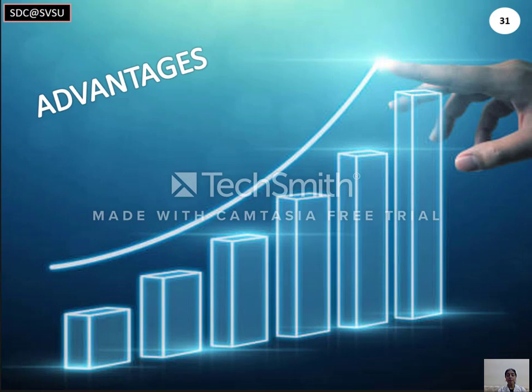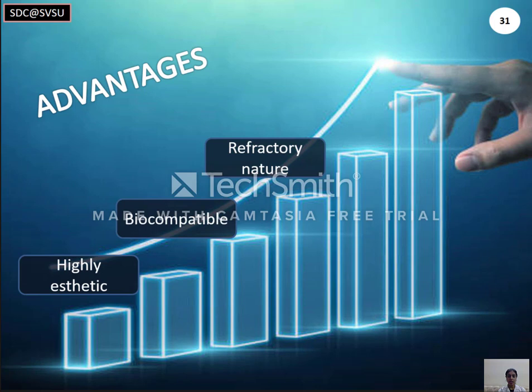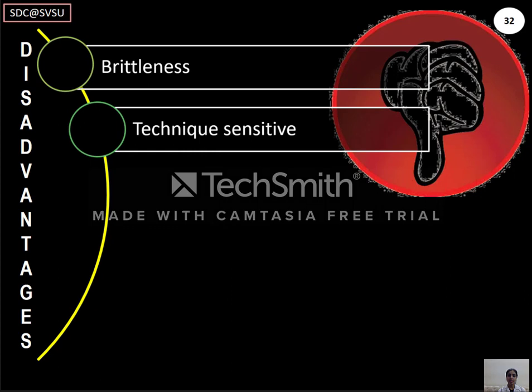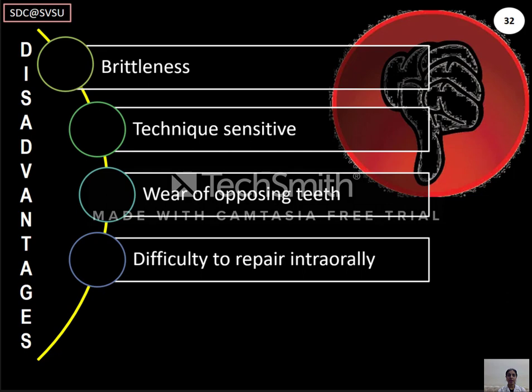Ceramics hold numerous advantages over the metal ceramic restorations. These are highly aesthetic, biocompatible. They have a good refractory nature, as was discussed in the earlier parts of the seminar, and they have high hardness. Despite having so many advantages, they also have some disadvantages. These are brittle, they are technique sensitive, they cause wear of the opposing teeth, they are difficult to repair intraorally, and they have high cost of fabrication.